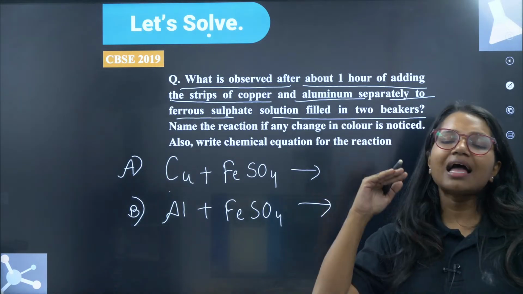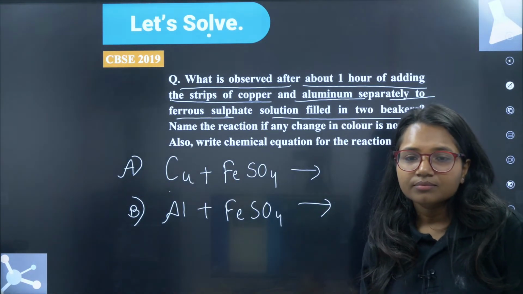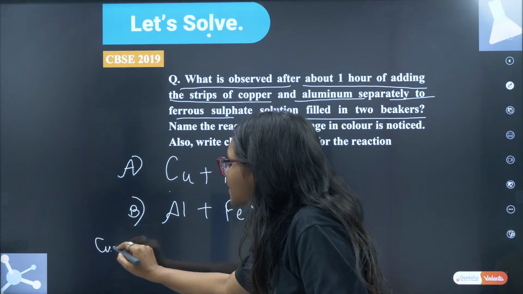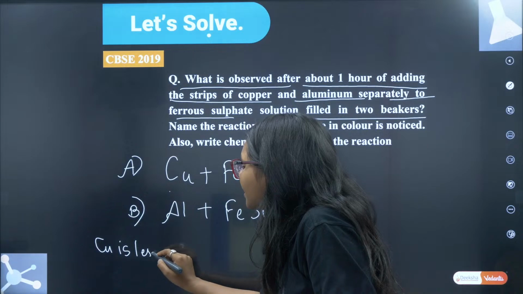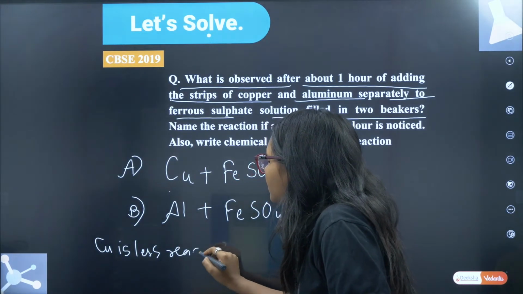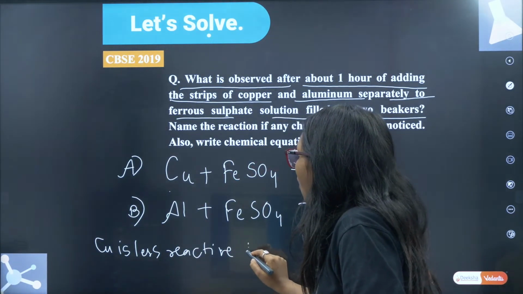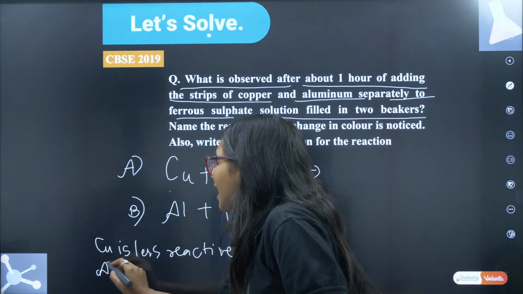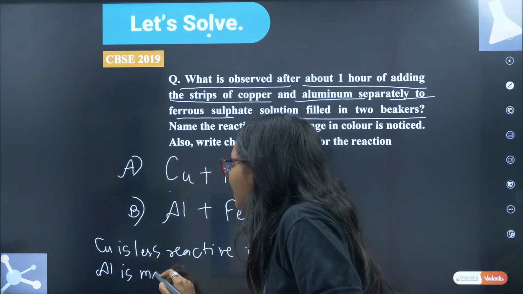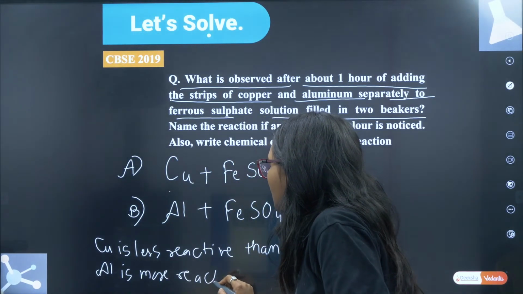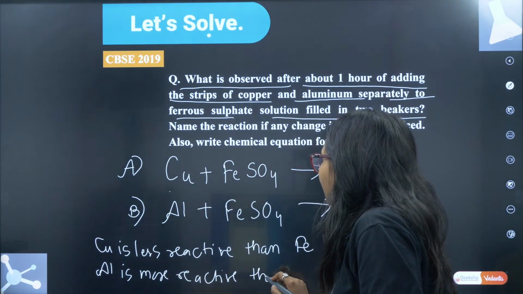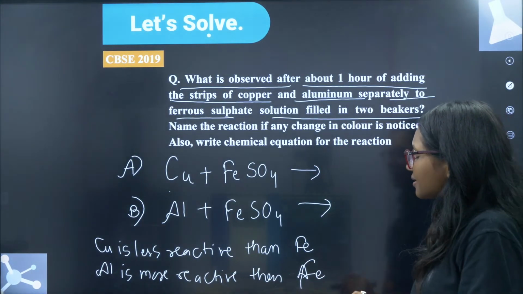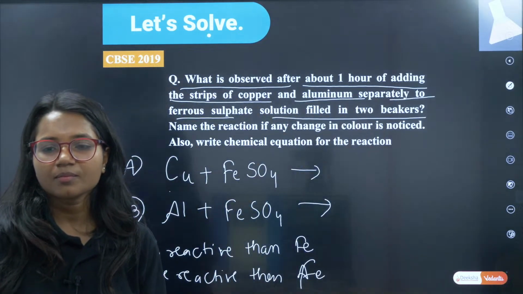Copper is less reactive than iron, and aluminium is more reactive than iron. Use this statement and tell me the answer.